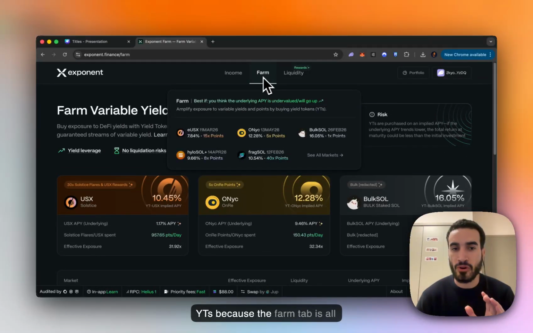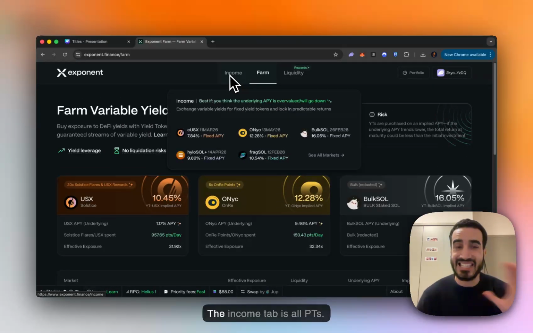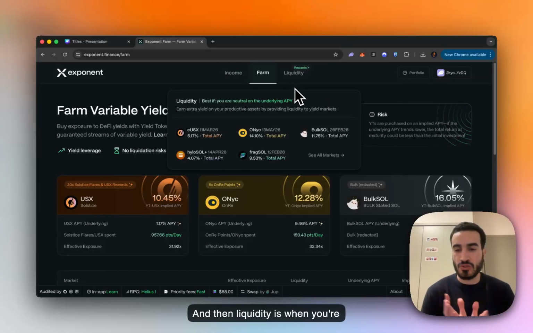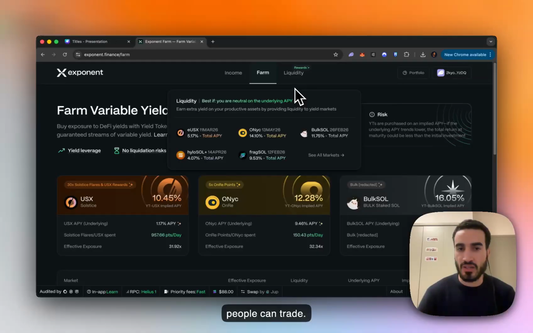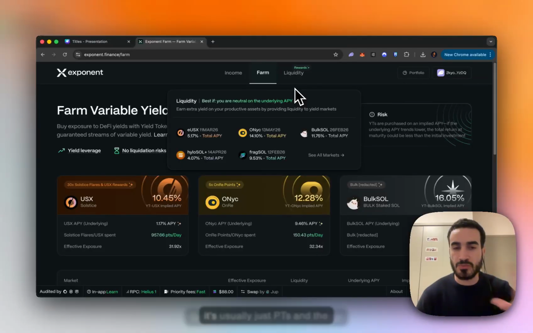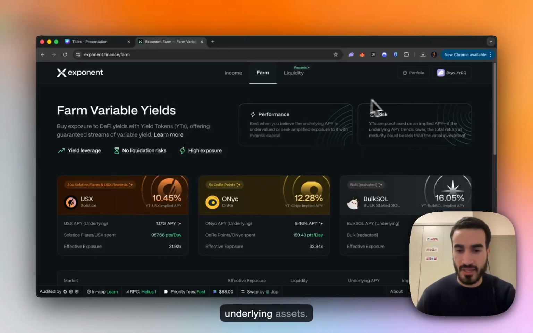because the farm tab is all YTs, the income tab is all PTs, and then liquidity is when you're just putting in your tokens so that people can trade. So you have a mix of the two, but it's usually just PTs and the underlying asset.